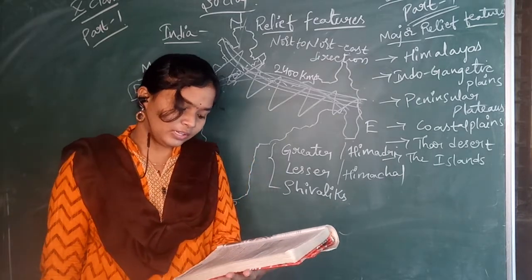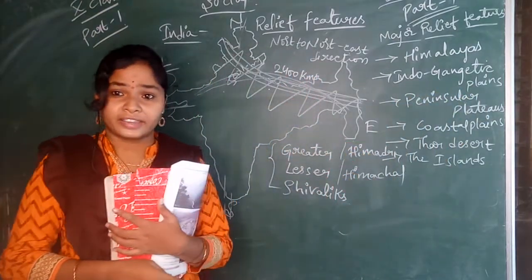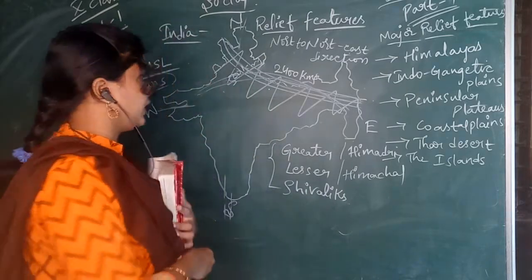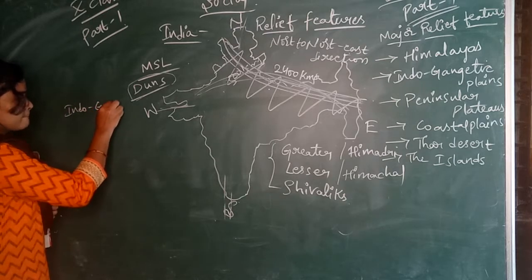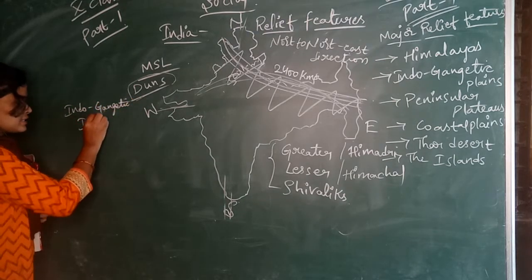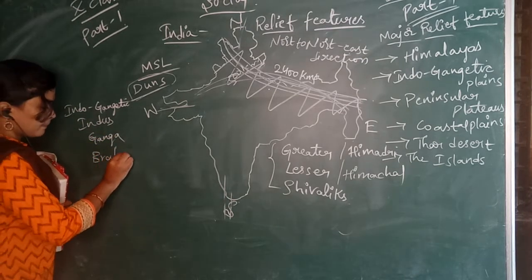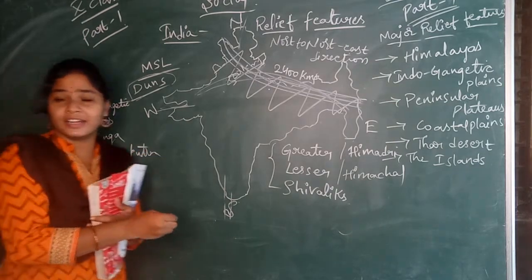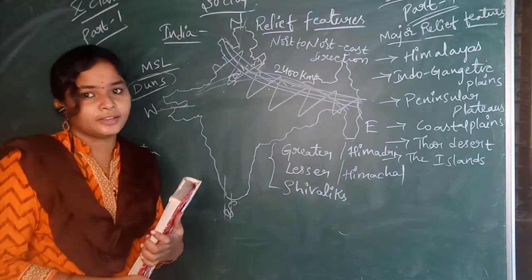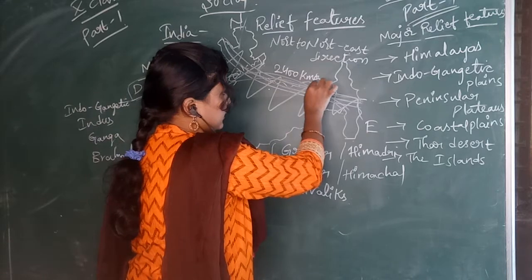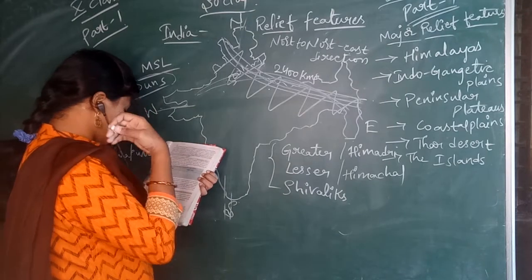Clear, children? Next we will learn about the next relief feature, Indo-Gangetic plains. In the name itself we can tell that Indo-Gangetic plains means Indus, Ganga and Brahmaputra. There are three rivers. Yes, Indo-Gangetic plains are these. The Indus originates in the Manasarovar. So the Indus, the Ganga and the Brahmaputra.